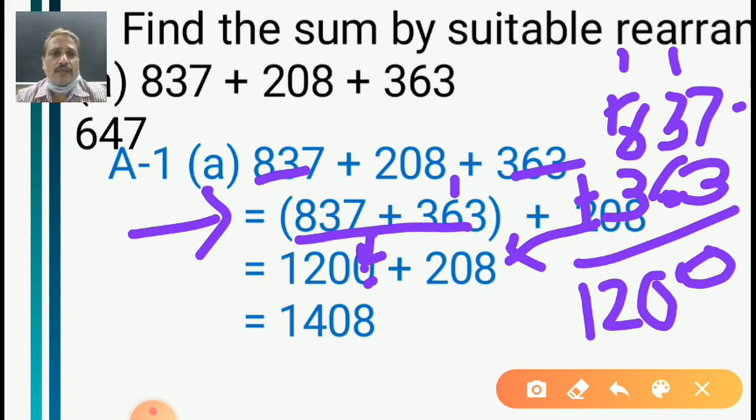Ones with ones, 0 plus 8, 8. 0 plus 0, 0. 2 plus 2, 4. And 1 is remaining. That's a 1. The answer is here, 1408. Why am I reading the numbers? Because you should practice reading out the numbers. Otherwise, you will make mistakes.